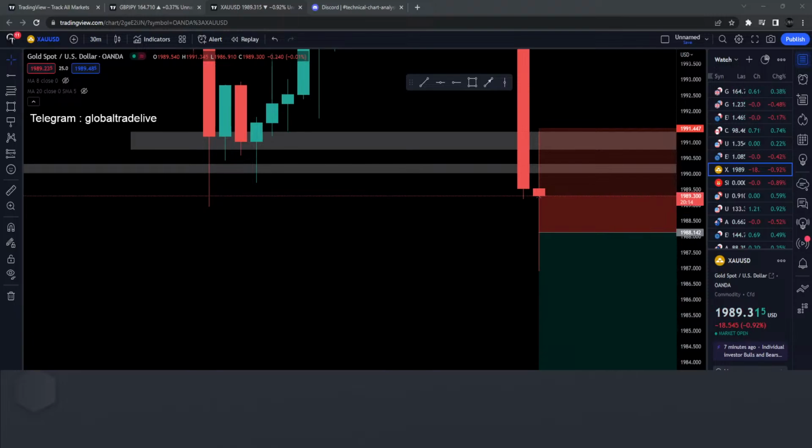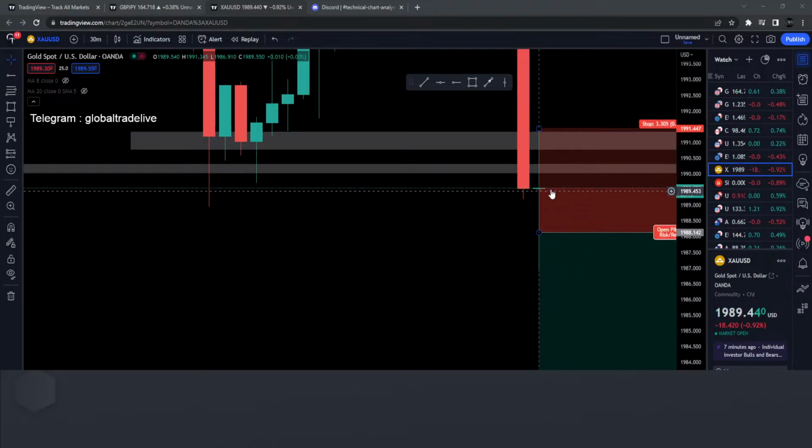Okay, closed 50% over here at this point, because it has just gone up to its open price. So now I'm just going to wait and watch. I've already managed the risk further, so now we can obviously wait.